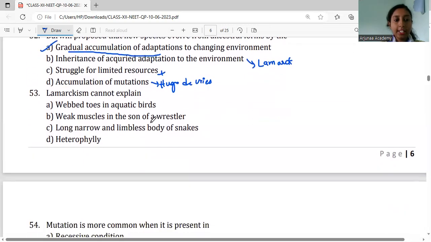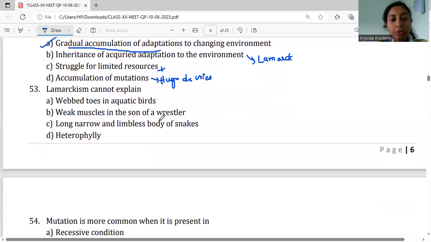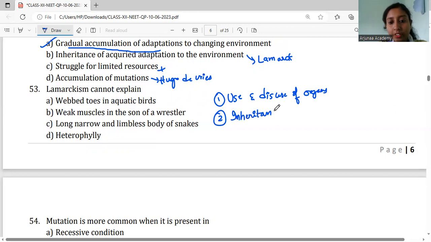Then 53. Lamarckism cannot explain. We know the two postulates of Lamarck. One is use and disuse of organs, and the second postulate Lamarck gave is inheritance of acquired character. These are the two postulates of Lamarck.